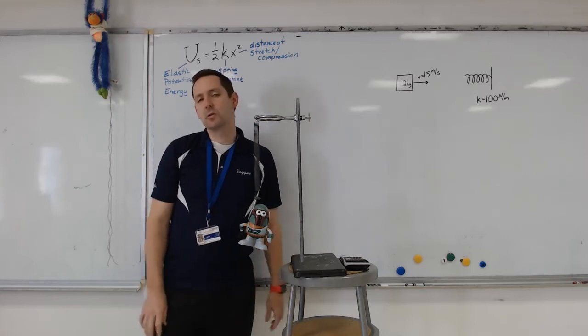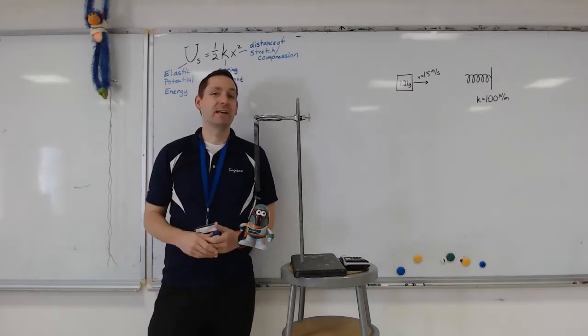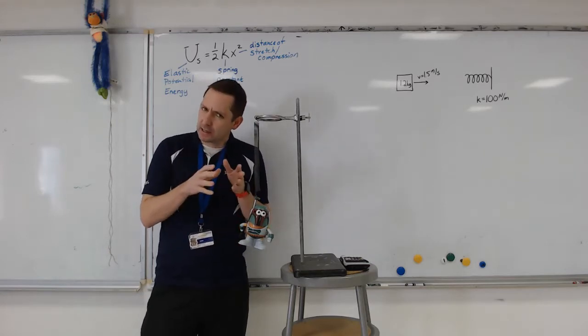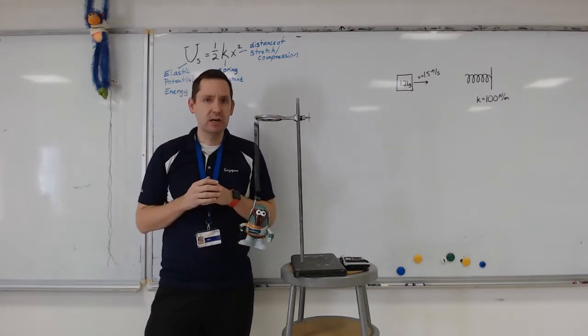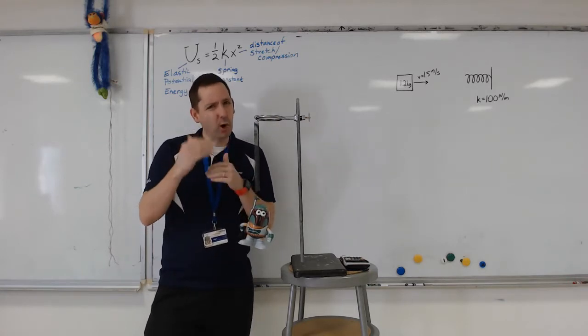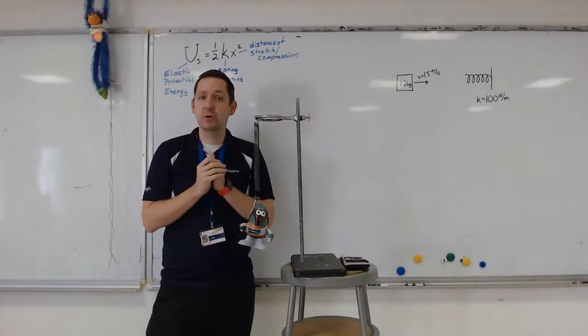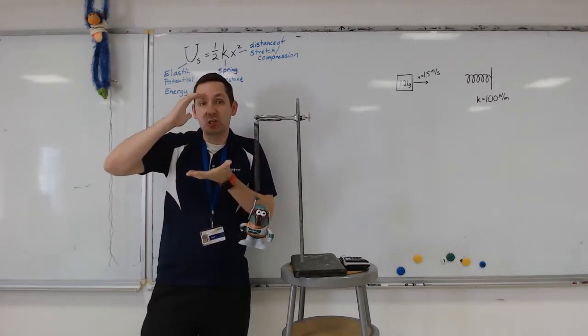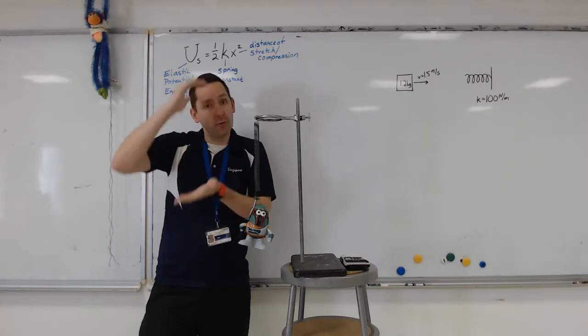Hey guys, in this video I want to introduce you to the idea of elastic potential energy. We've already talked about kinetic energy and gravitational potential energy. And you got the idea that in order for there to be a potential energy, it needs to be part of a system or an interaction between two objects, like gravitational potential energy was the energy stored between an object and the Earth due to its position.